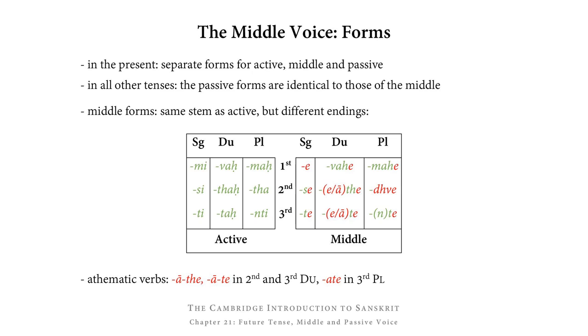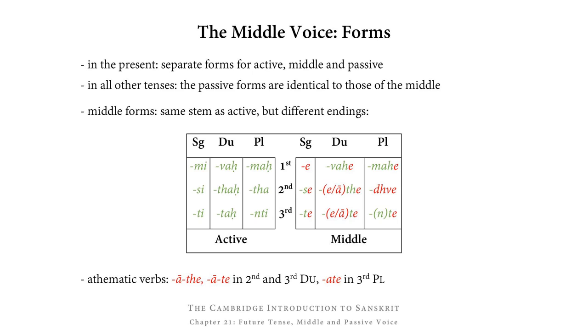Let's just briefly go through them one by one. In the singular, in the active, we have mi, si, ti, and in the middle we have e, se, te. Now, se and te are basically just like si and ti, but with the short i replaced by an e. On the basis of that, we might expect the first singular ending to be me, but no, that's not what it is. Instead, it is e. So, e, se, te. Then in the dual, as just mentioned, we have not vah, but vahe, so very similar.